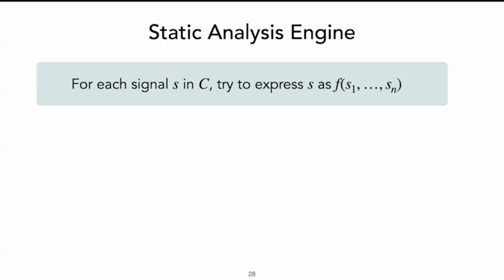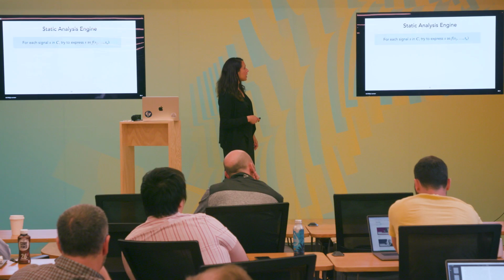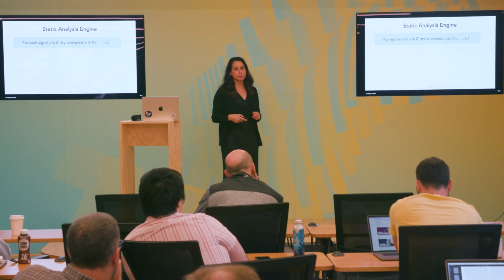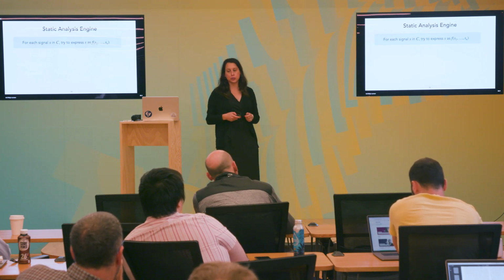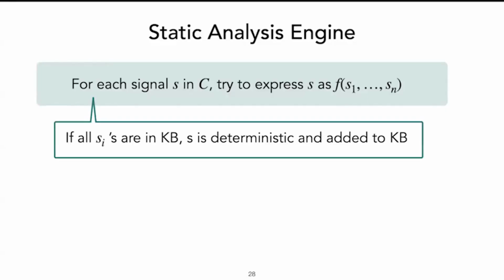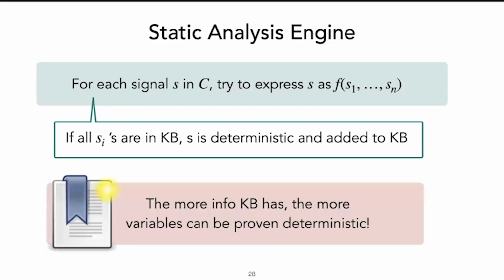Yeah. So now let's turn our attention to the static analysis. And as I mentioned earlier, what we're trying to do is for each signal s in the circuit, we're trying to see if s can be expressed as a function of some other signals s1 through sn. And if, according to our knowledge base, we know that all of the si are deterministic, that means s must also be deterministic, so therefore s can also be added to the knowledge base. Now, here's the thing that I want to emphasize again, which is to note that the SMT solver and the static analyzer play a complementary role.